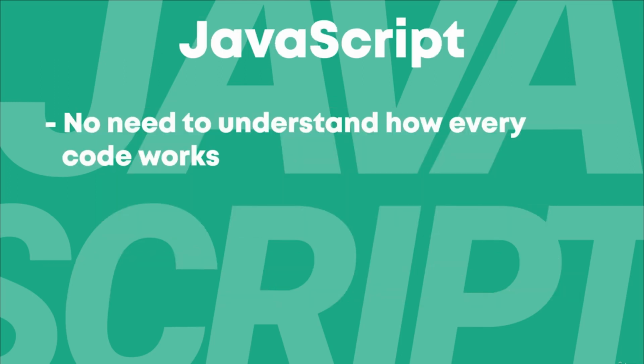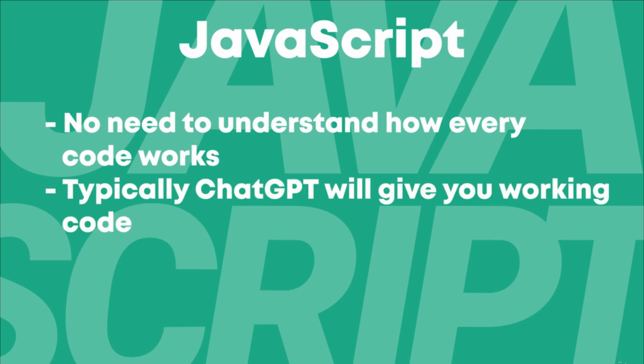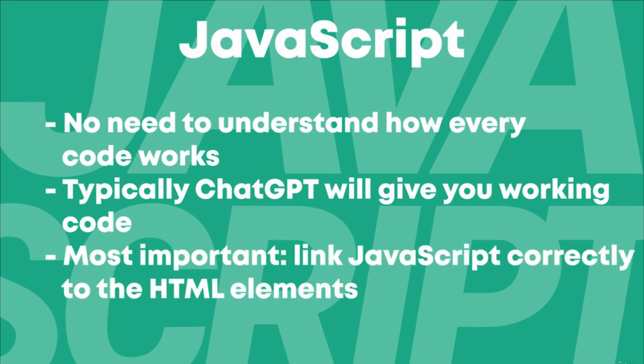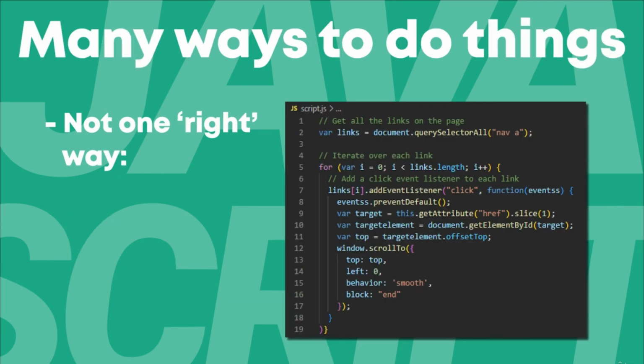Such step-by-step understanding of every code is not necessary at all, since ChatGPT will typically just give you working code. But now we have a basic understanding of what code variables refer to which parts, and the most important thing is to make sure the JavaScript correctly refers to the HTML elements using query selector and getAttribute. Now in JavaScript there's not just one way to do things, but typically there are many ways to get the same result. Here you can for instance see another way to create the smooth scroll.